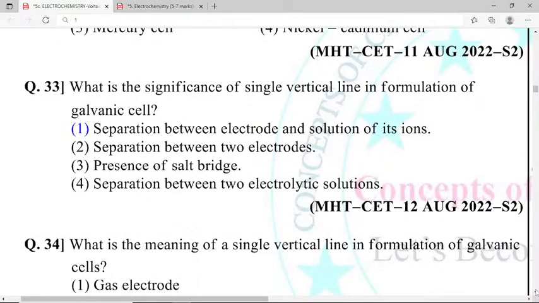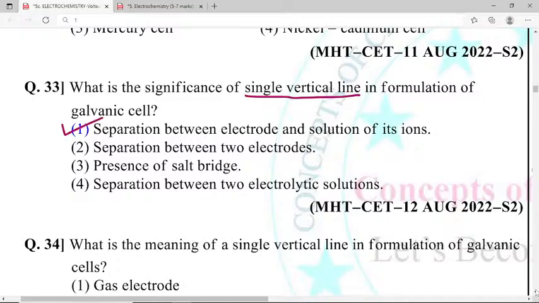What is the significance of a single vertical line in the formulation of a galvanic cell? It is the separation between an electrode and the solution of its ion. Not the separation between two electrodes. The presence of a salt bridge is shown by a double vertical line.